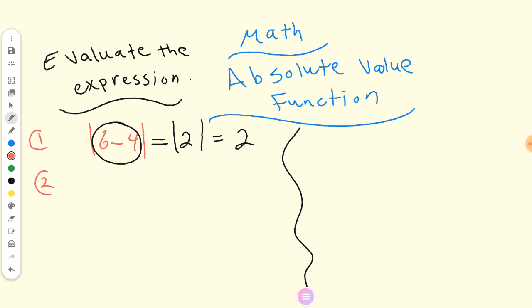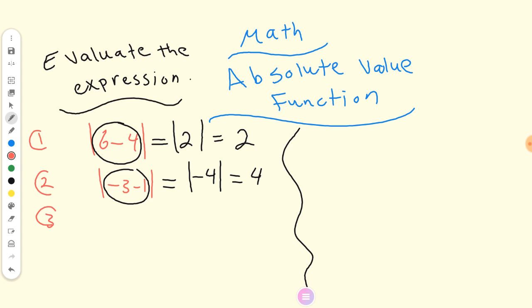Negative absolute value of negative 3 minus 1 equals what? Also, I will evaluate the operation inside the absolute value. Then it will be absolute value of negative 3 plus negative 1, which is negative 4. And the absolute value of negative 4, of course, equals 4. Okay. Another one.